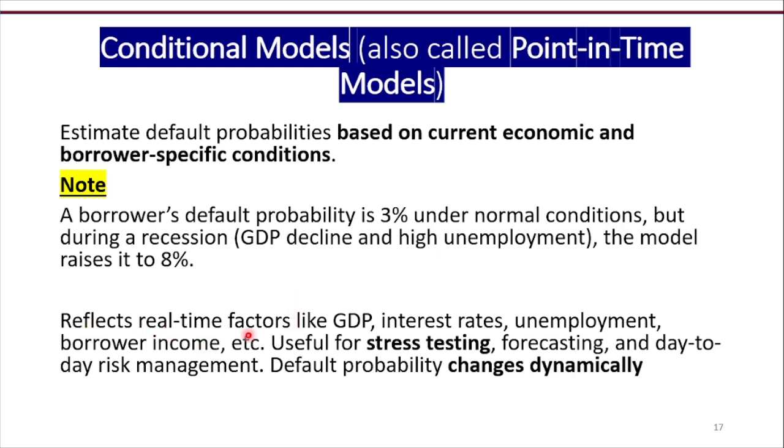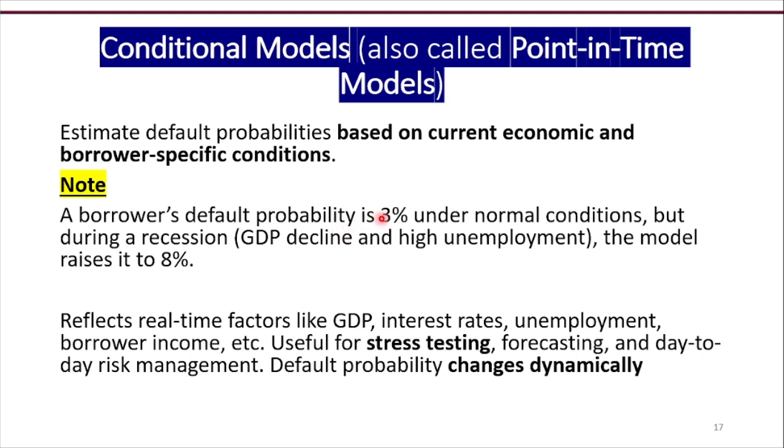Reflect real-time factors like GDP, interest rate, unemployment, borrower income, etc. Useful for stress testing, forecasting, and day-to-day task management. Default probability changes dynamically. This is the main thing. Over here in the conditional model, it tells us that the default probability is changing, like I have given the example, from 3% to 8%.